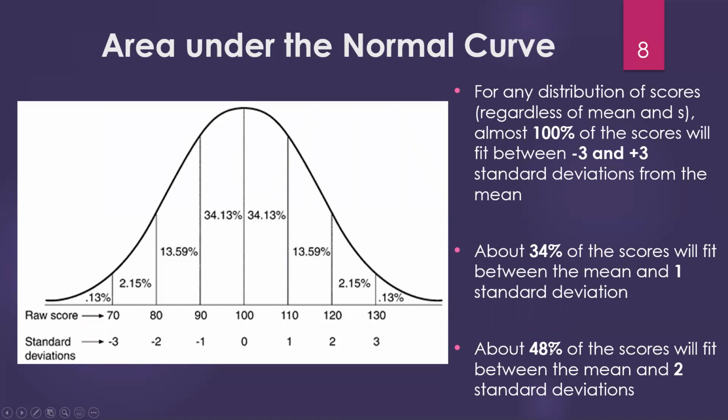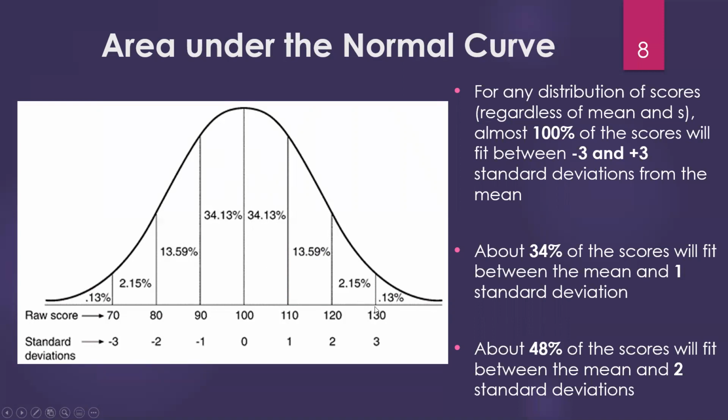So this 48% comes from approximately this 34 plus 13, right? That approximately 48%, almost half, fall within these 2 standard deviations above the mean, right? And this is the same on both sides, because we remember that the normal curve is perfectly symmetrical, that 50% of all values are on one side of the mean and 50% of all values are on the other side of the mean.